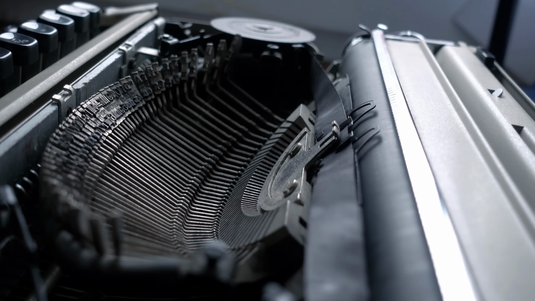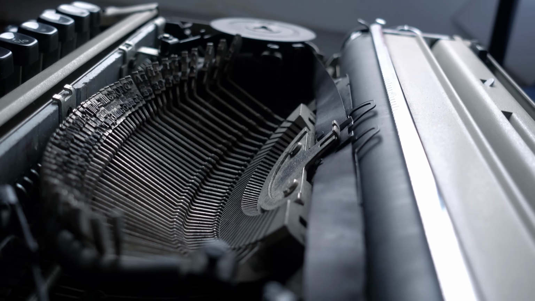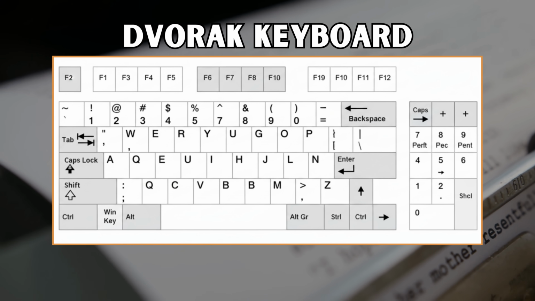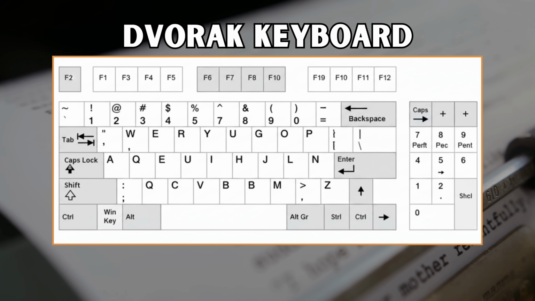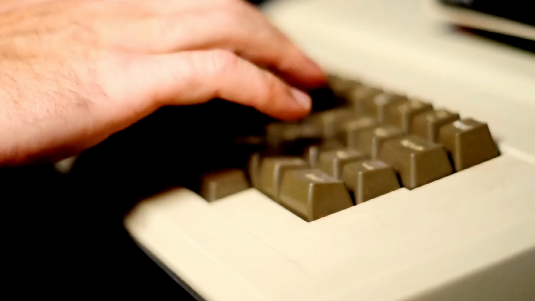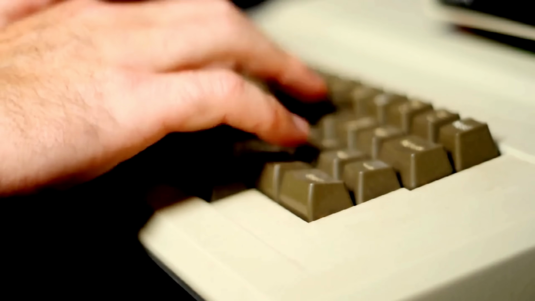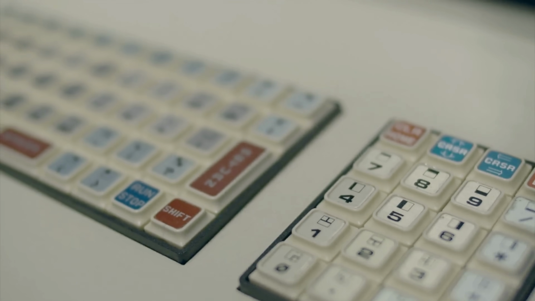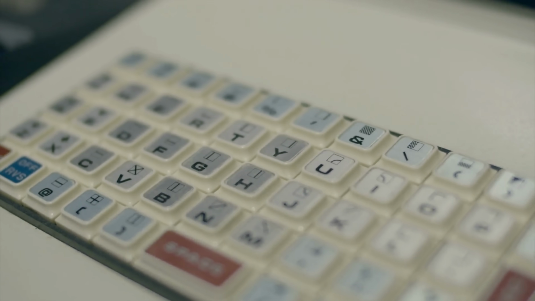We could have easily switched back to an alphabetical layout. We even had more efficient layouts, like the Dvorak keyboard, designed in the 1930s to be faster and easier on the hands. But we didn't. Society was already locked in. Retraining millions of typists and redesigning every machine on Earth was simply too expensive and too difficult.